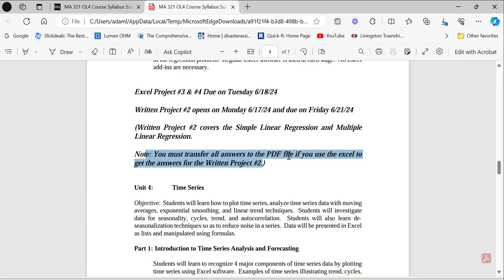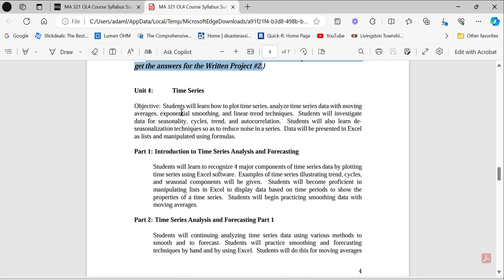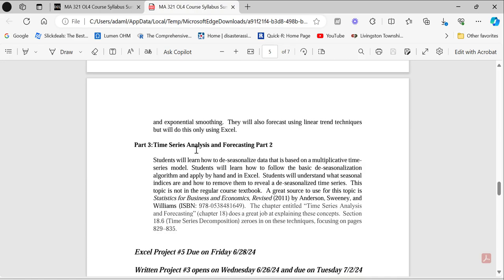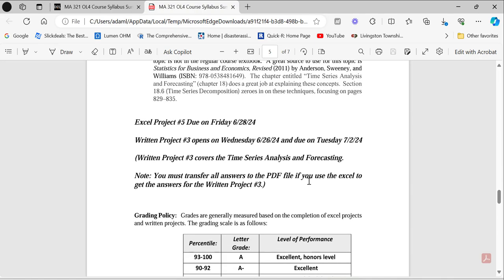written project. And Unit 4 is time series. So you're going to learn how to understand the 4 components of time series data sets, and then an introduction to time series analysis and forecasting, time series analysis and forecasting part 1, time series analysis and forecasting part 2. And then eventually you're going to complete Excel project number 5 due on Friday, June 28th. And then the last written project, number 3, opens on Wednesday, June 26th, and is due on Tuesday, July 2nd.